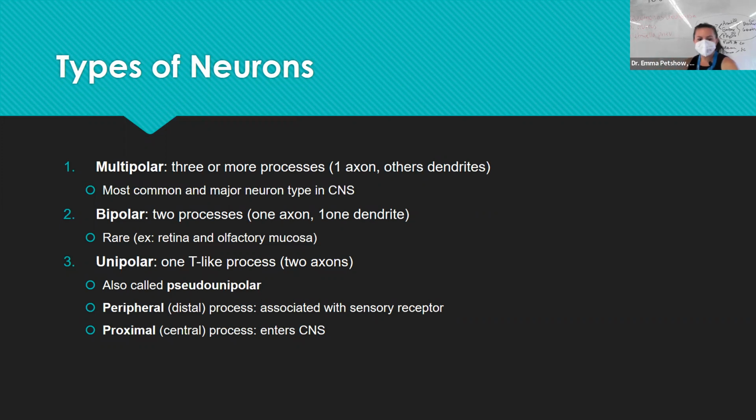If this occurs more proximally, more centrally, it's going to enter the CNS. So distally, it's going to be more likely associated with sensory receptors at the end. Proximally, it's going to be more likely entering into our central nervous system. So those are your three major types of neurons based off of their structure.